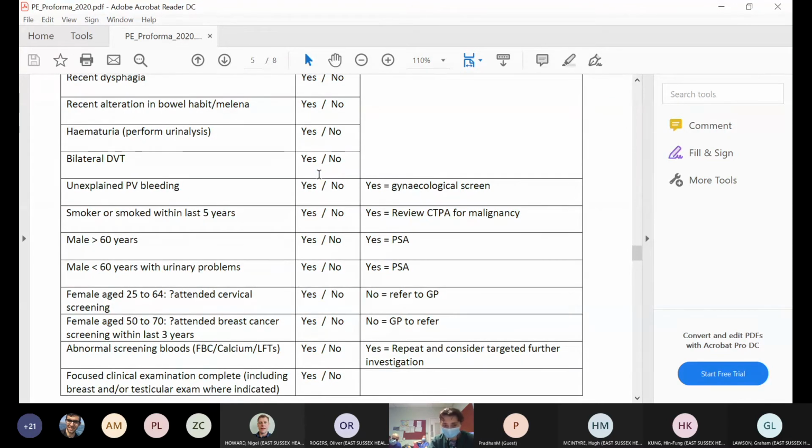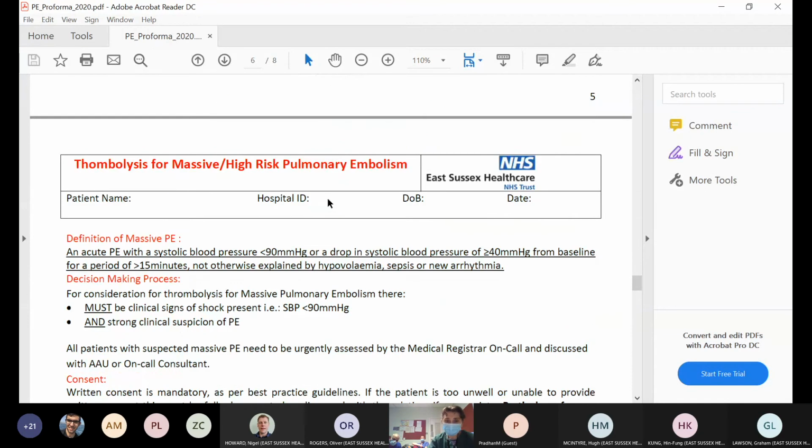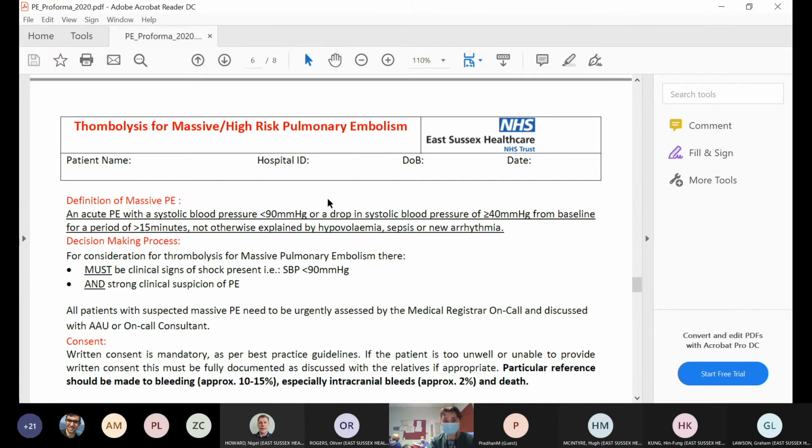But focus clinical examination, focus questions, and blood tests are the most important things. And this is a page. If you have time, I would appreciate it. I won't take long because it's almost 2 o'clock. So this page gives you about massive PE and thrombolysis.